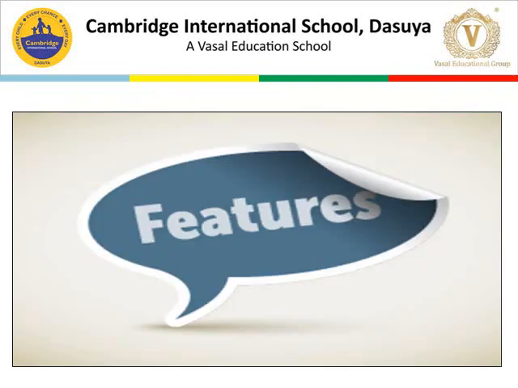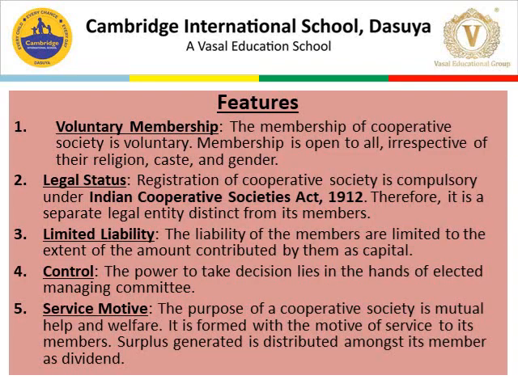Let's see the features of cooperative society one by one. Number one, voluntary membership. The membership of a cooperative society is voluntary. Membership is open to all, irrespective of their religion, caste, and gender. It means, in a cooperative society, any member can join the society and any member can leave as per his or her will.